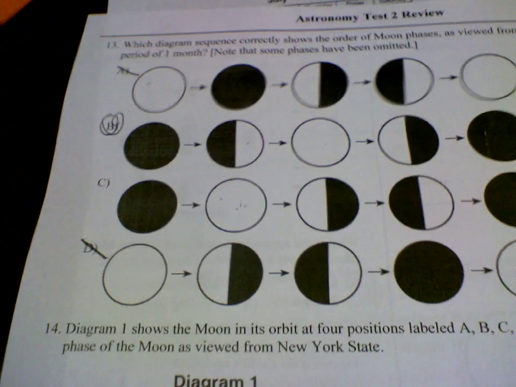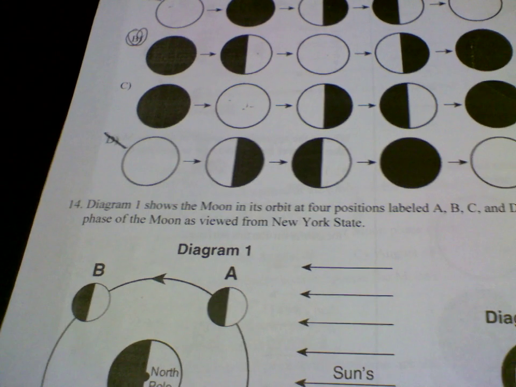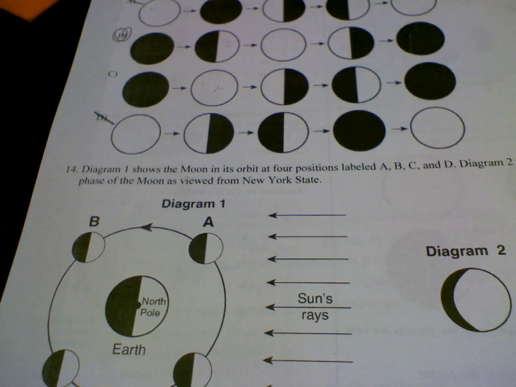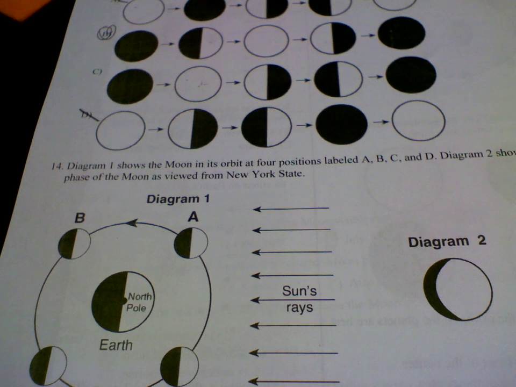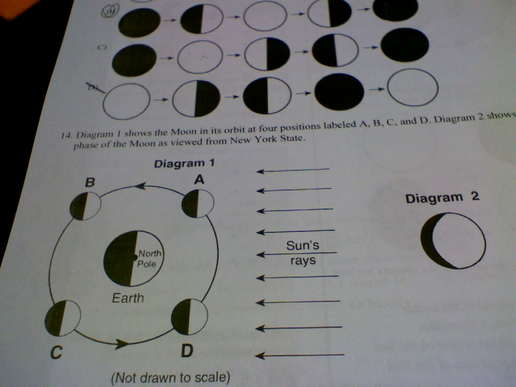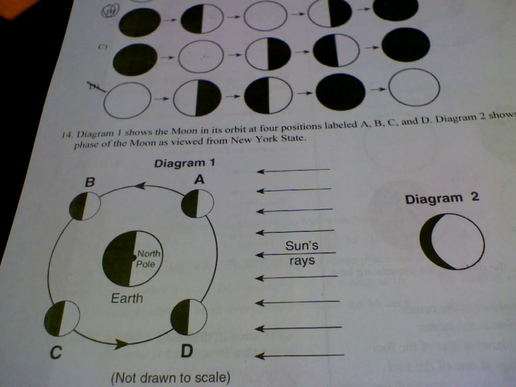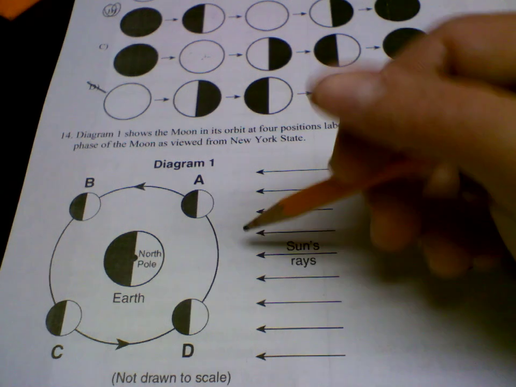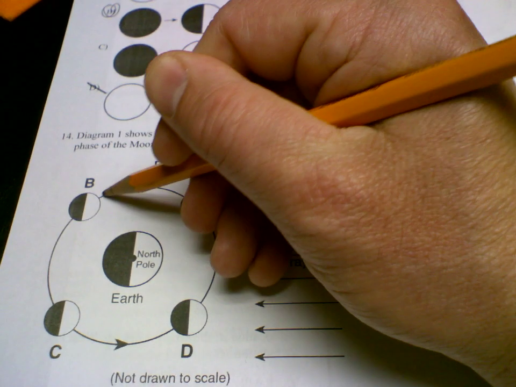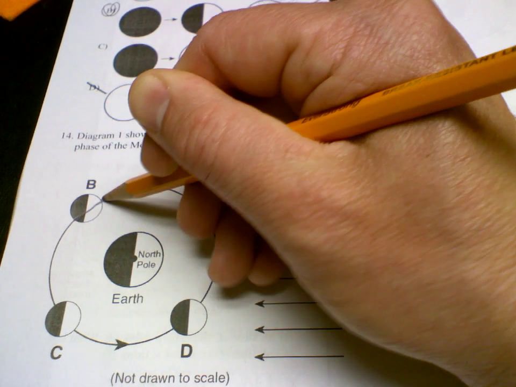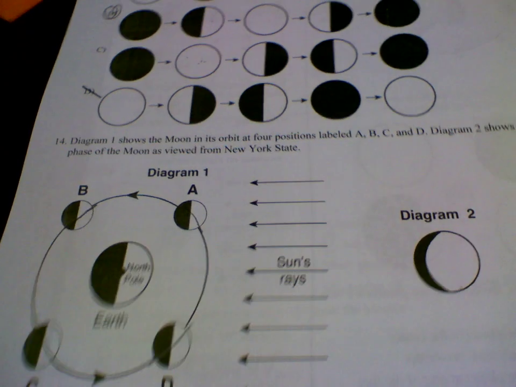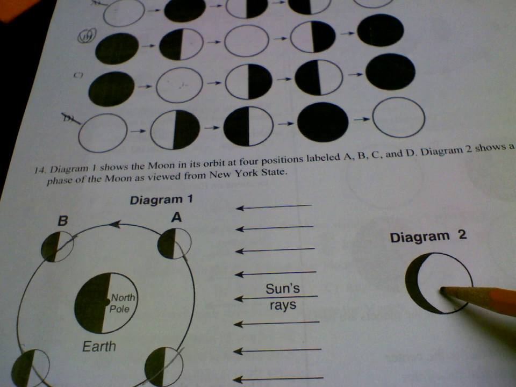Number 14, diagram 1 shows the moon in its orbit at 4 positions labeled A, B, C, and D. Diagram 2 shows a phase of the moon as viewed from New York State. At which labeled moon position would the phase of the moon shown in diagram 2 be observed from New York State? Again, remember what I told you to do? Continue the circle, continue it through the moons that they give you. And I'll just go choice by choice and see which one. It looks like it's mostly lit up on the right.